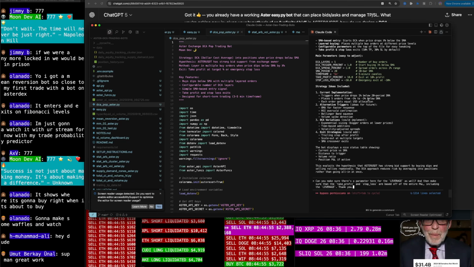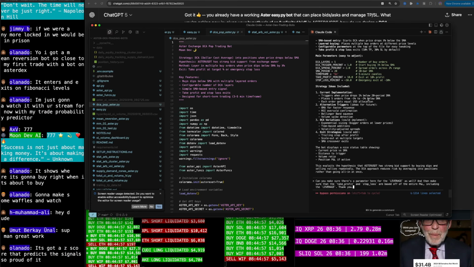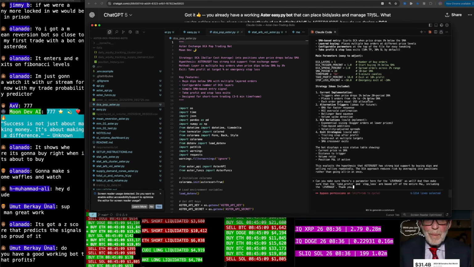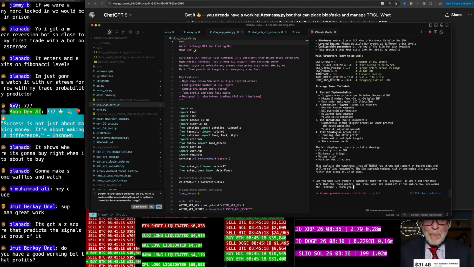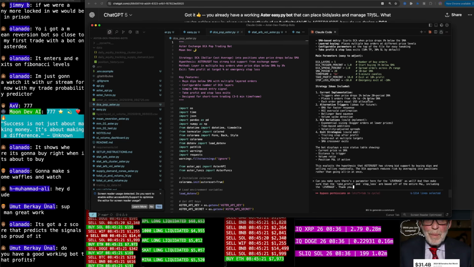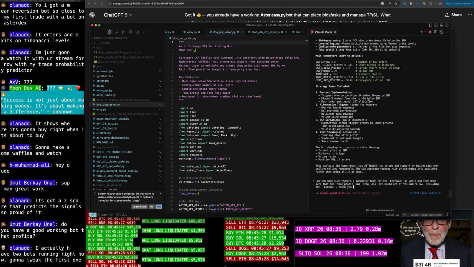Alternative triggers, ideas for the future: RSI oversold confirmation, Bollinger Band squeeze, volume spike. DCA variations could implement exponential sizing, bigger orders at lower prices, time-based additions, volatility adjusted spreads. Exit strategies could add a trailing stop after profit, and scale out at multiple targets.